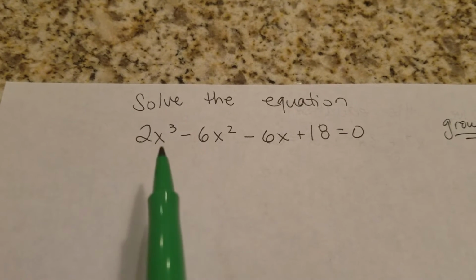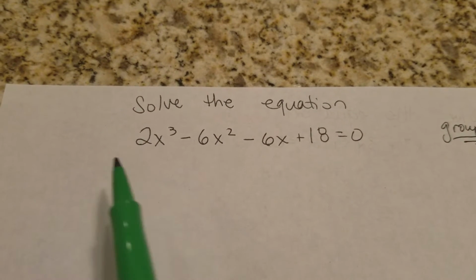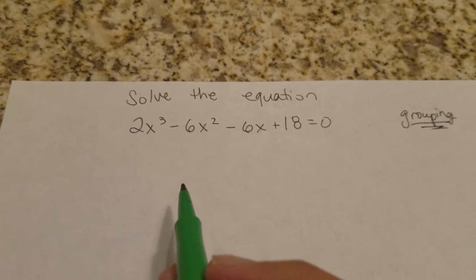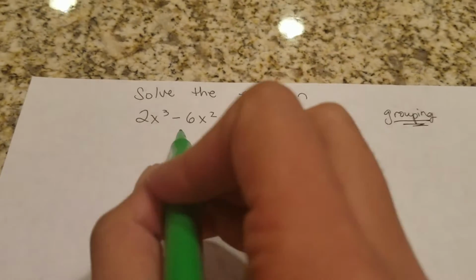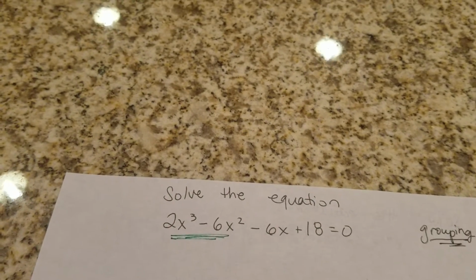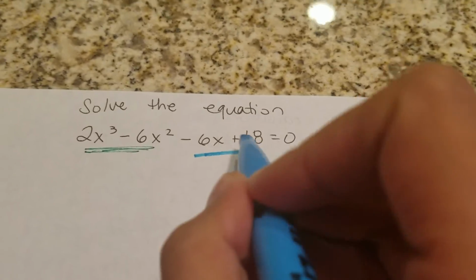If I have four different terms, then I'm going to try to group. It's easier that way. So what can I group here? Let me use my colors. I'm going to start with this one right here for one color, and this one right here for the other color.